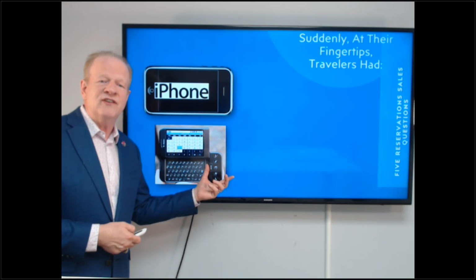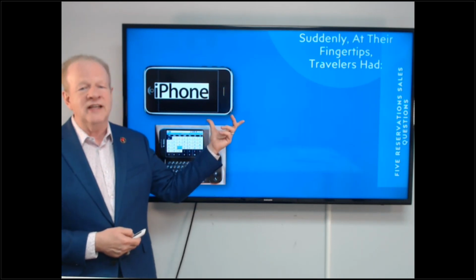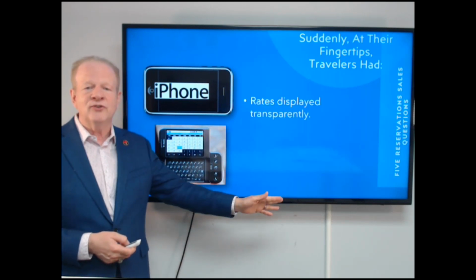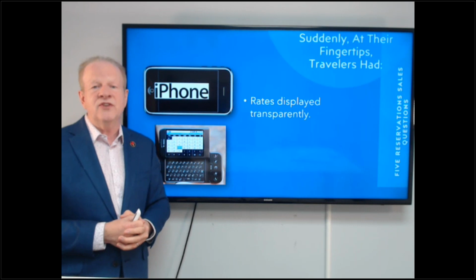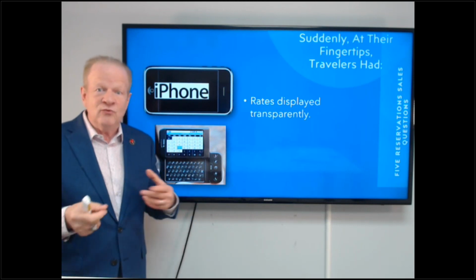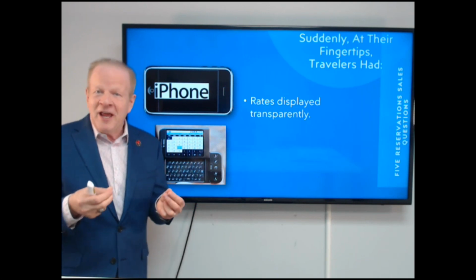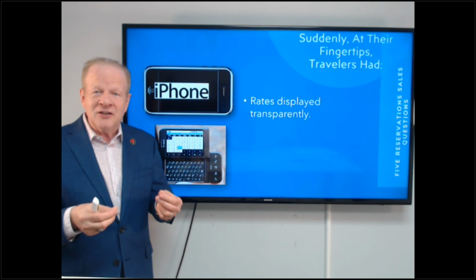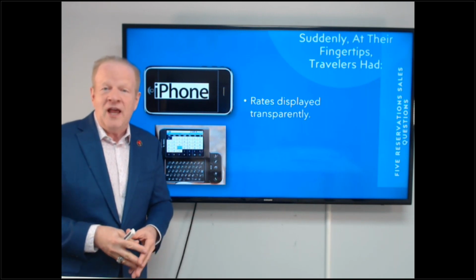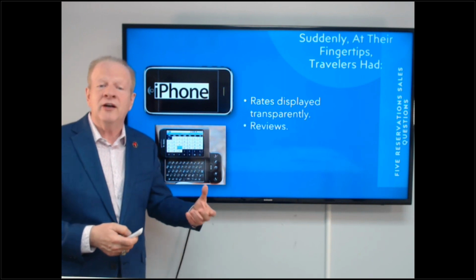In 2004, the first ever Android came, and in 2007, the iPhone. And suddenly, at their fingertips, travelers had the rates displayed transparently. It used to be you'd have to call and get rates, and a lot of us in the industry learned how to play games and when to fade or fall back to a lower rate. And then suddenly everyone could see the rates everywhere. And so we had to have rate transparency and also rate parity.